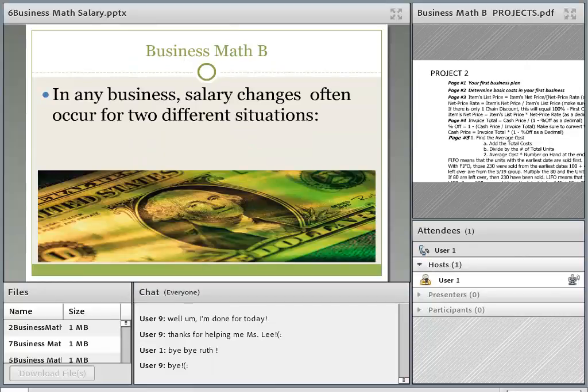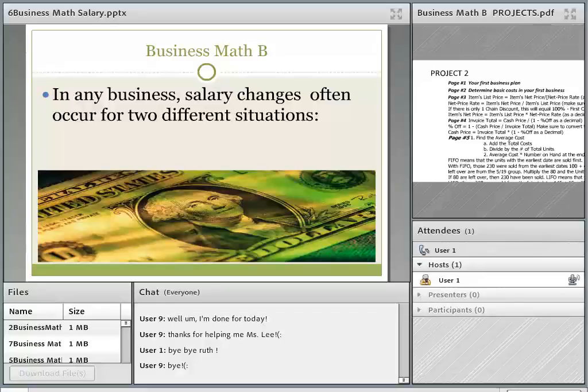As you know, salary changes will occur in any business, and this will be important for you to understand as a business owner or as an individual. You're going to use this information for the rest of your life because you will be working, whether you own your business or you'll be working for someone else.